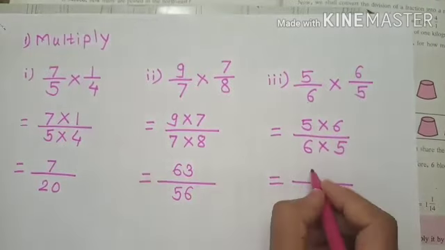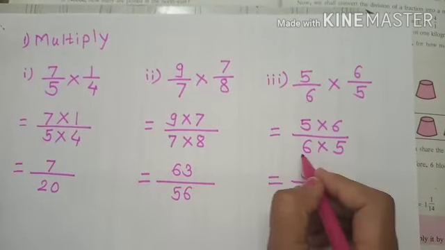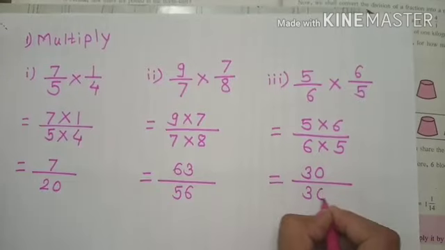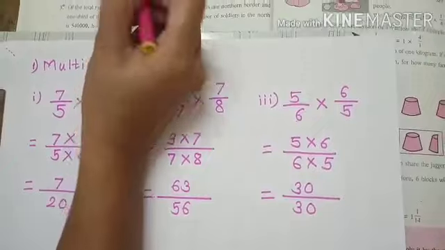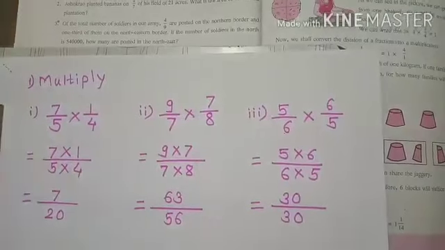5 into 6 is 30. 6 into 5, 30. Now you have to solve the remaining examples from practice set 12.